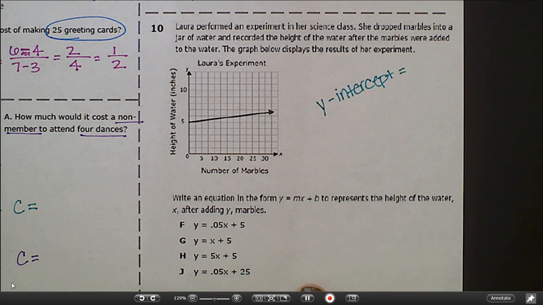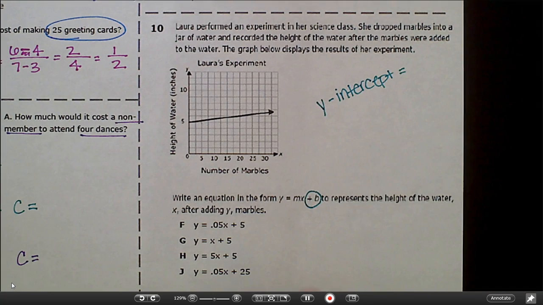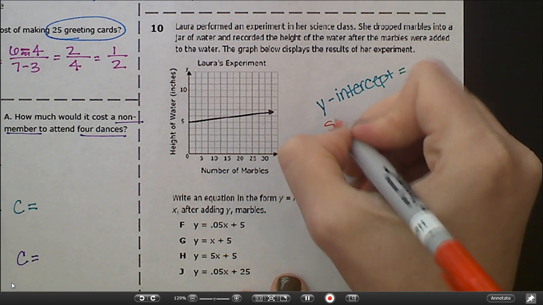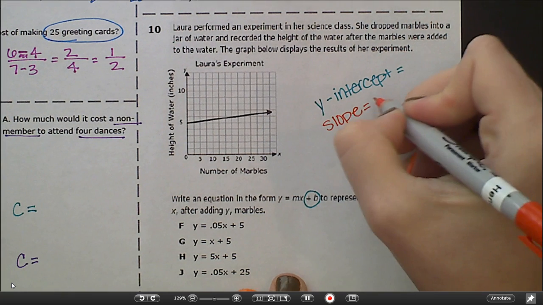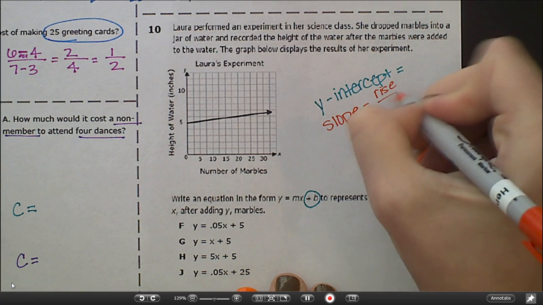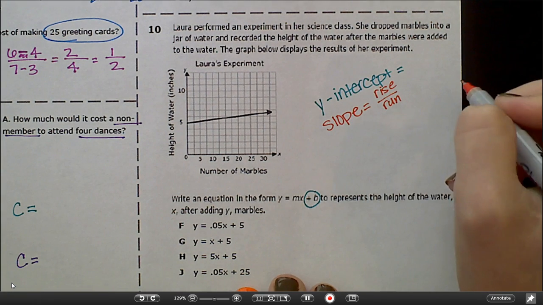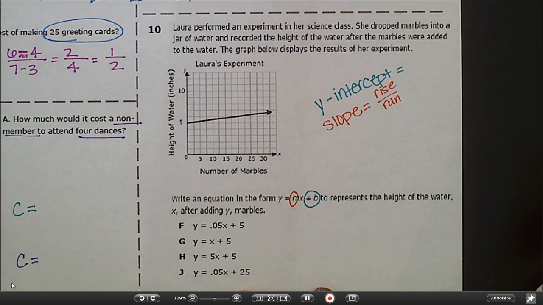So figure out what your y-intercept is. Where does the graph hit the y-axis? Remember, that's our plus b. And the other thing that you need to know is your slope. So your slope comes from that graph. Remember, it's your rise over run. So how much are you going up on top of how far are you going to the right? And that's our m. So your slope is going to come right before your x.